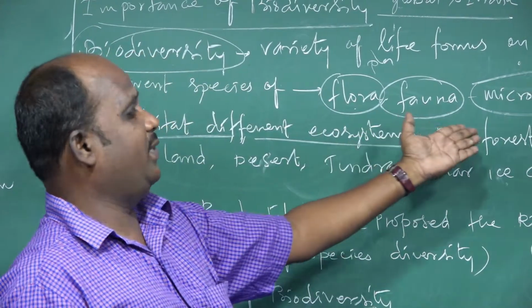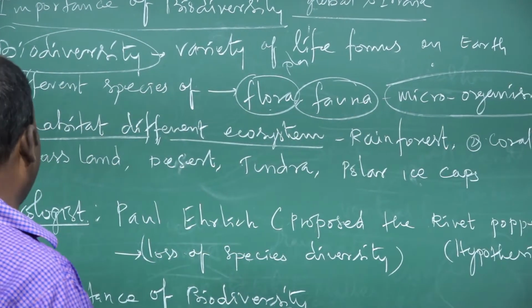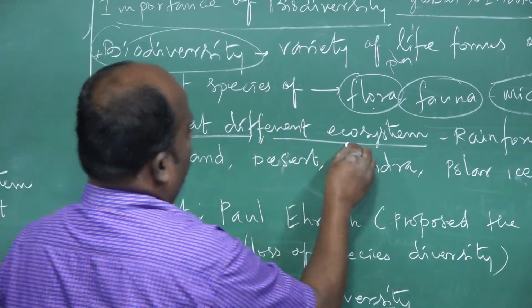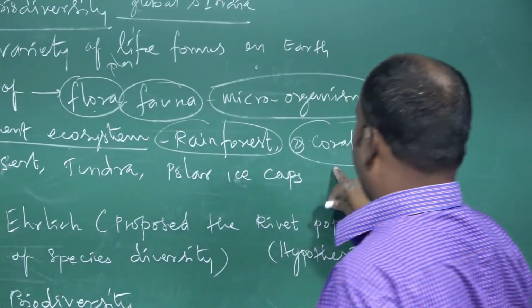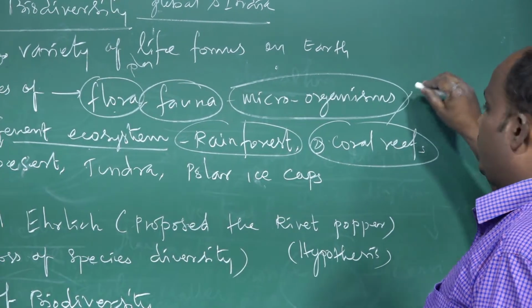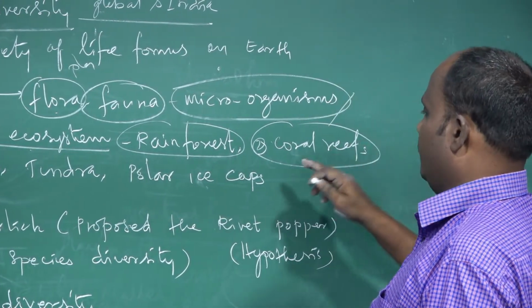So microbial biodiversity, we can call that name. So totally different one from others. Next one, inhabited different from the ecosystems, rainforest, coral reefs. What is the meaning of coral reefs? I mean polar pari that is present in which is deep location of the ocean region. That is a coral reef.